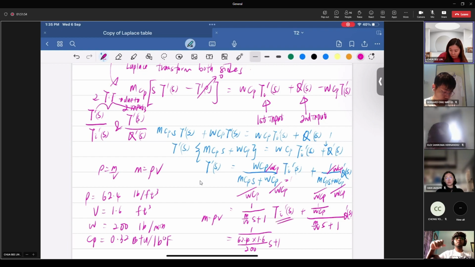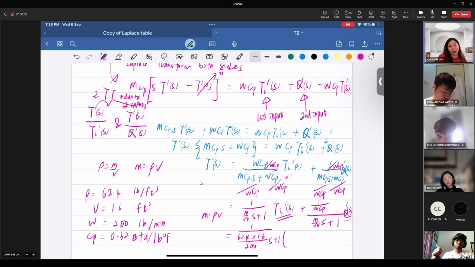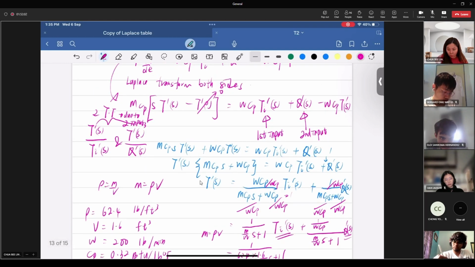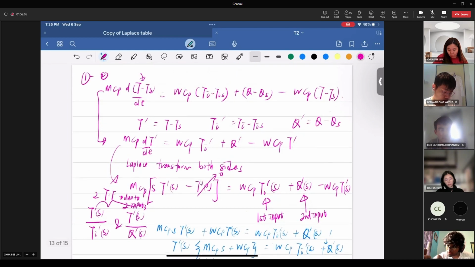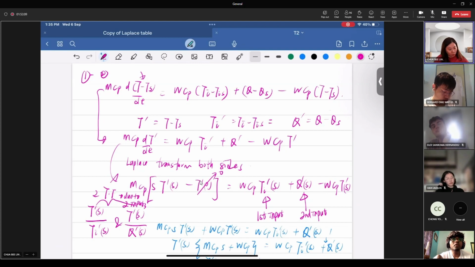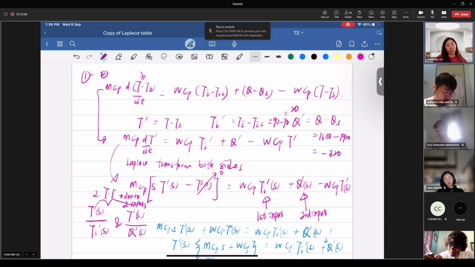Okay, so you have to solve this. I didn't solve it just now. Ti initially is 70, after that being increased to 90, so it's 90 minus 70. And your Q is 1600, the initial value is 1920. So this will give you negative 320. And Ti gives you a change of 20.